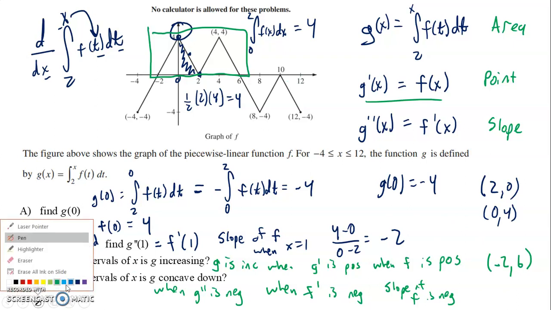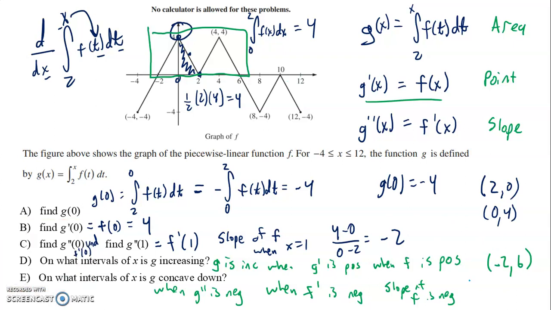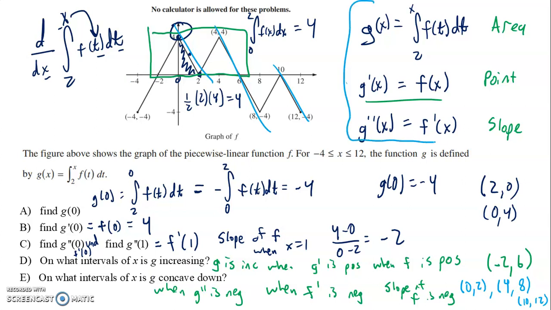I'm going to switch colors so we don't confuse it with this -2 to 6. So our 3 intervals would be from 0 to 2, and from 4 to 8, and from 10 to 12. So whenever the slope of f is negative, that means that f prime is negative, which means that g double prime is negative, which means that g is concave down. The most important part on this type of problem is writing out these relationships at the start so that you can answer the questions accordingly.